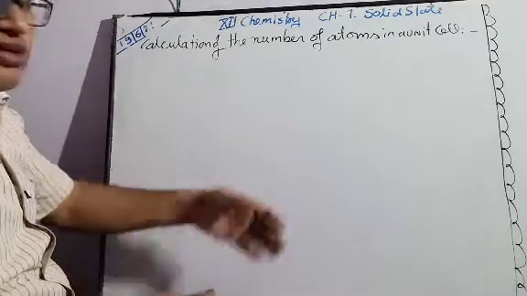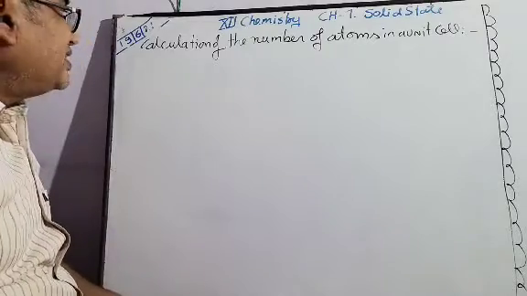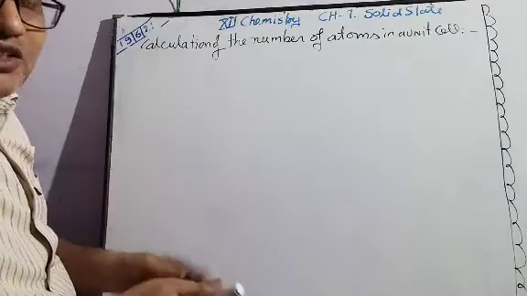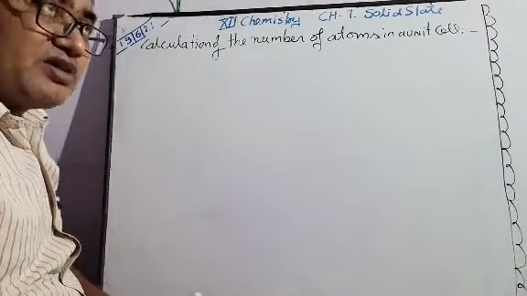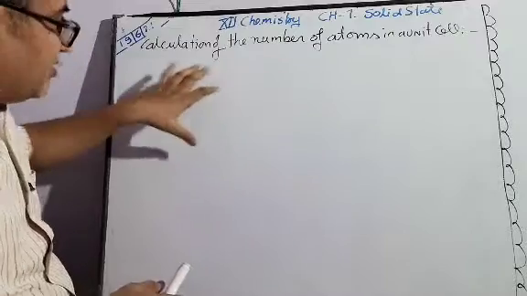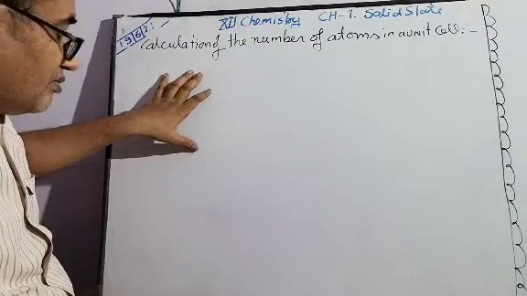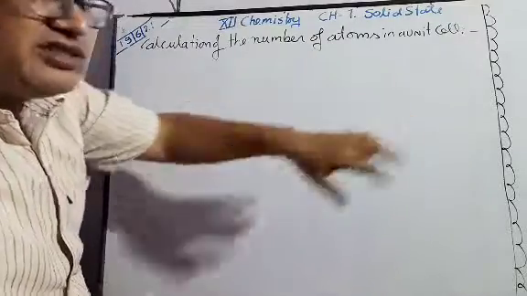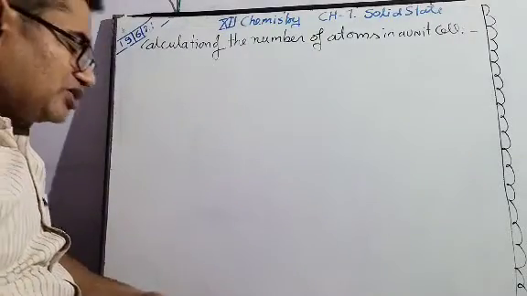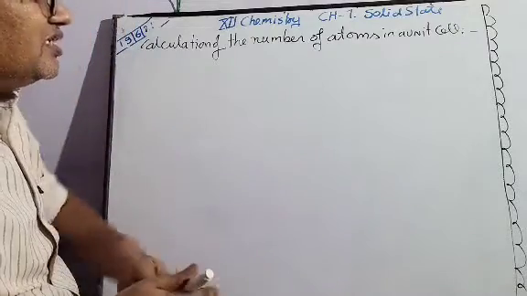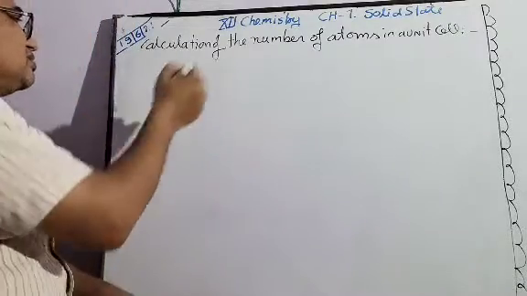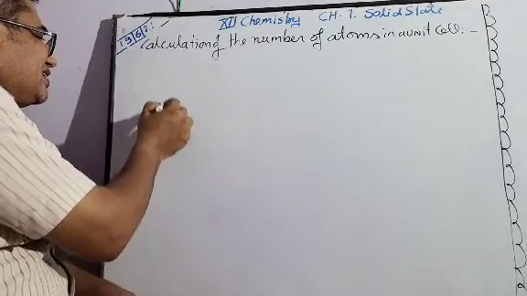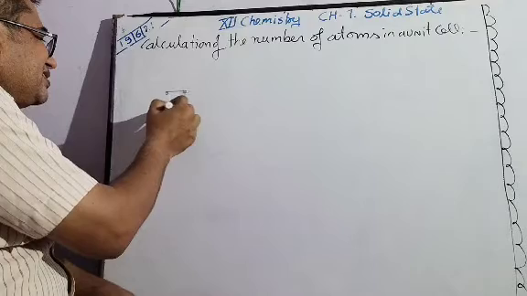So we will count one by one how to calculate the number of atoms in a unit cell. There are three kinds of unit cell representation we can show on the board: first is space filling, second is open structure, and third is cross section. Space filling and cross section are not easy to show on the board, so only the open unit cell is represented over here.